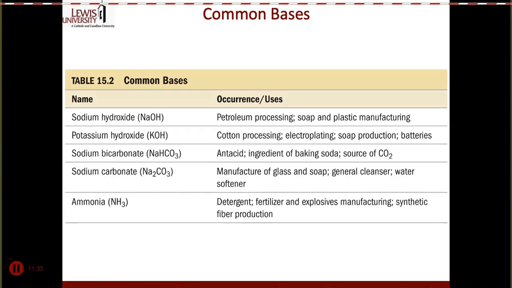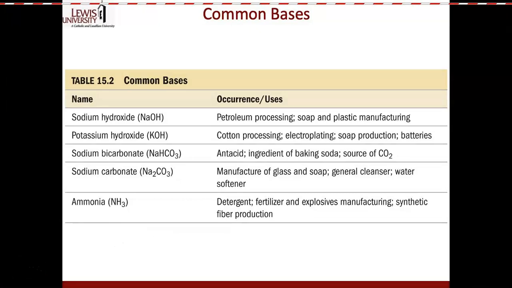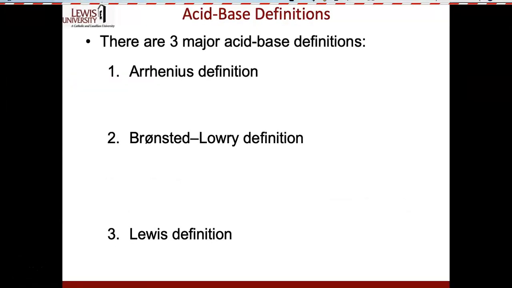So anytime you have a substance that has a nitrogen in it, an NH3 group or an NH group of any sort, we call that an amine. Most amines are bases, and ammonia is the simplest of the amine bases. So the three definitions of an acid and base that we work with are the Arrhenius definition, the Bronsted-Lowry definition, and the Lewis definition. So the question is, how can you determine what's an acid and what's a base?